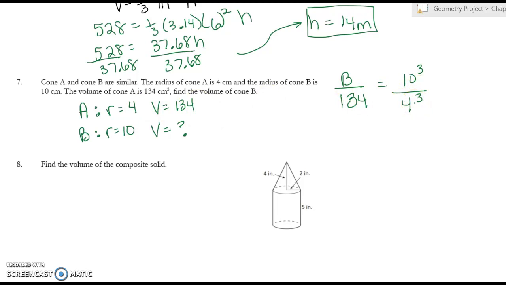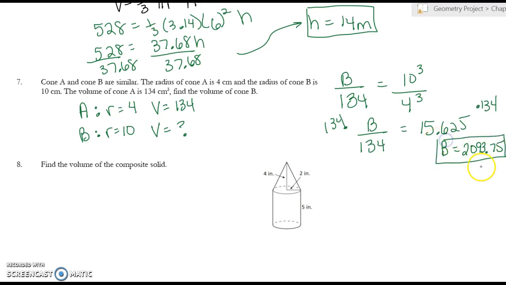So 10 to the third divided by 4 to the third. That is, so the volume of B over 134 is equal to 15.625. And now I just multiply both sides by 134. I don't think this is a hard problem. What's tricky is remembering to do side cubed. So this one is 2093.75, and that's the volume. Oops, and I should put in there centimeters cubed, so if I can squeeze it in there. Okay, so again, volume is side cubed over side cubed.